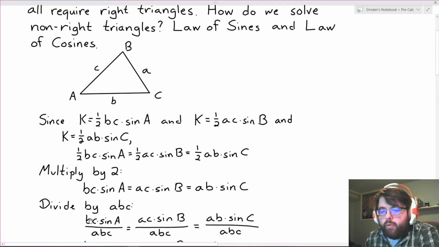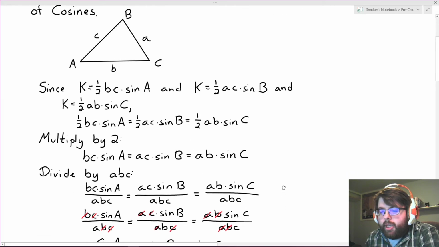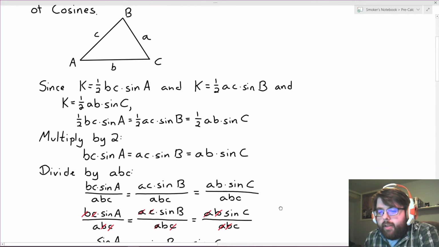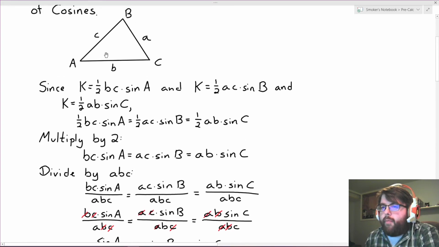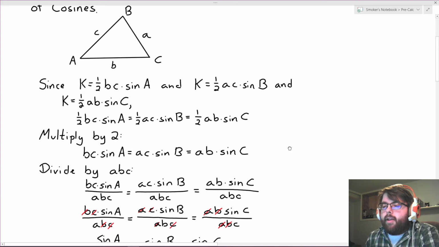Well, then that means that this would simplify. The BC's would cancel out. And then the A and the C would cancel out here, and the A and the B would cancel here. And we're doing this because this actually, oh look, I canceled them out. How nice. This would actually simplify to sine of A over A is equal to sine of B over B, which is equal to sine of C over C. Now remember, that is for a triangle set up where angle A is opposite side A, angle B is opposite side B, and angle C is opposite side C.